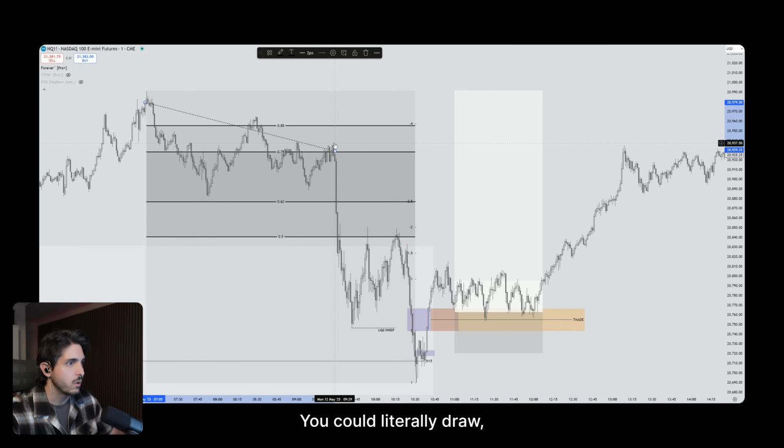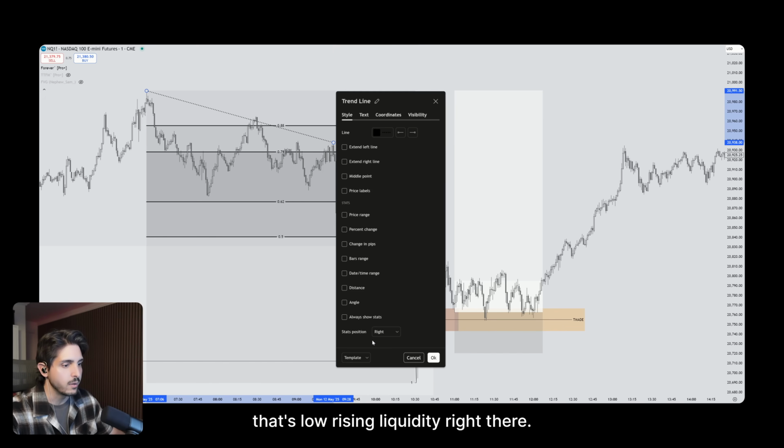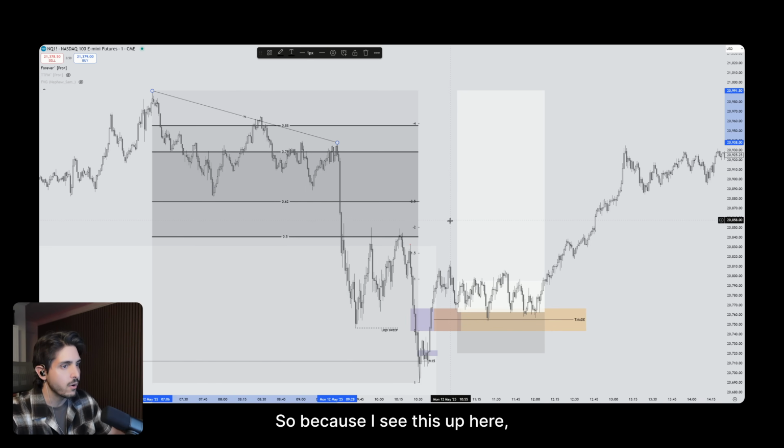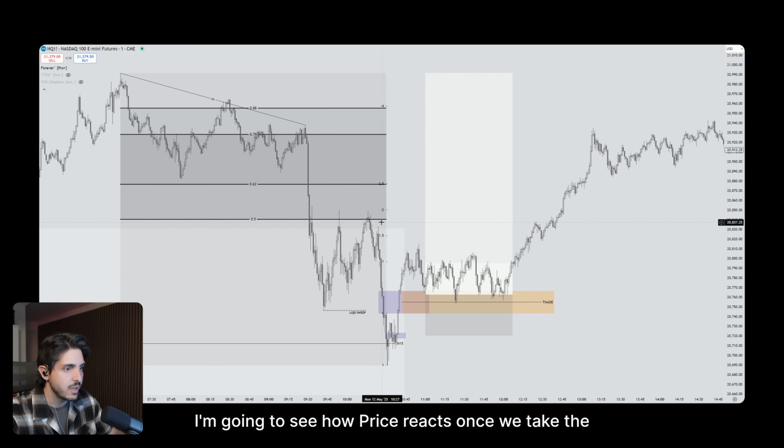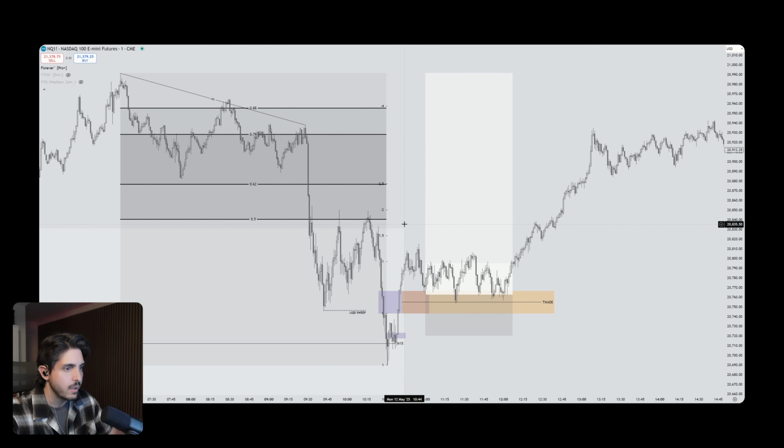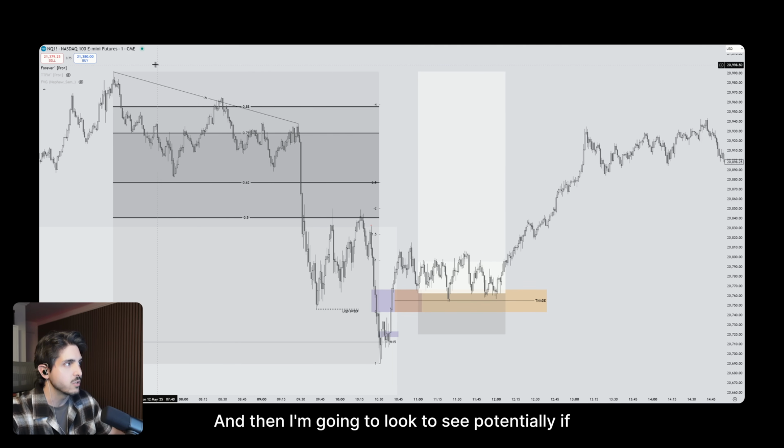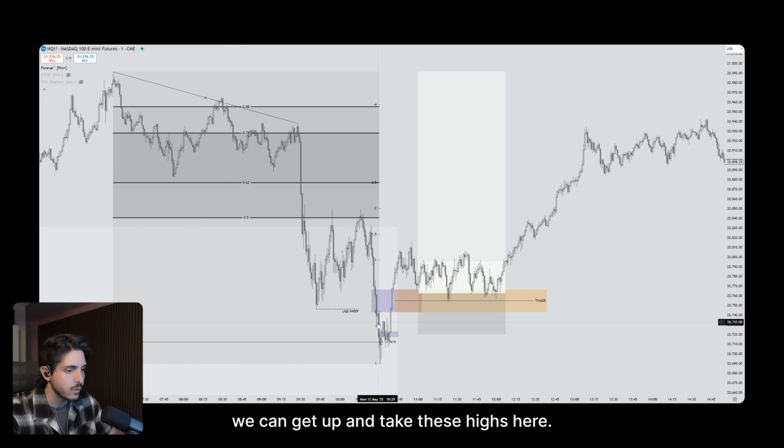You could literally draw this. So to me, that's low resting liquidity right there. That's LRL. That's LRL. So because I see this up here, I'm going to see how price reacts once we take the highs, right? And then I'm going to look to see potentially if we can get up and take these highs here. So this is one way to do it.